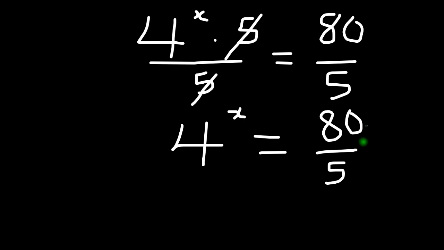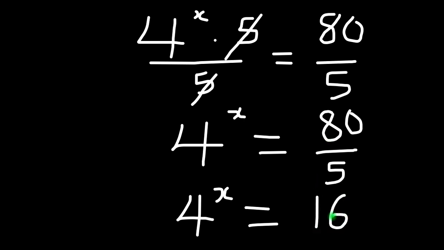Then from here we can divide the left hand side to have 4 raised to power x, which gives us 80 divided by 5, gives us 16. So we then have, to solve for x, 4 raised to power x equals to 16.